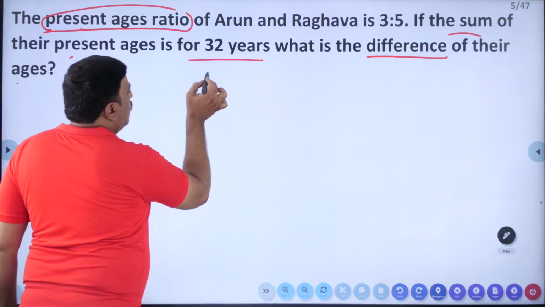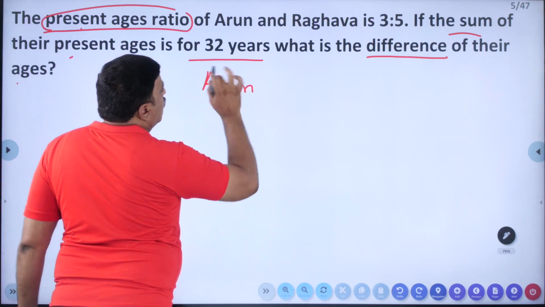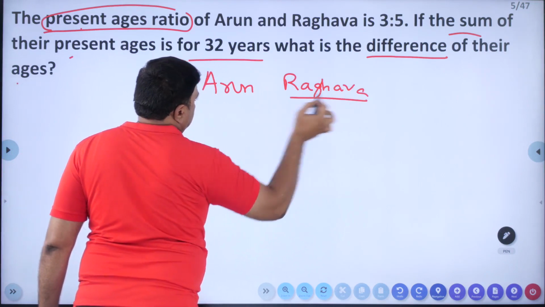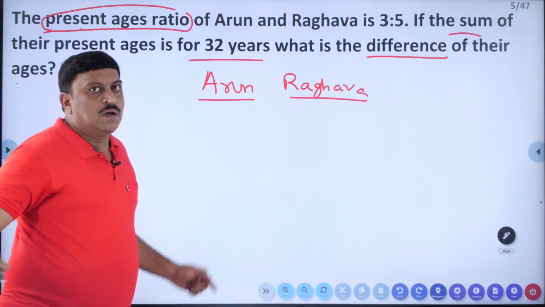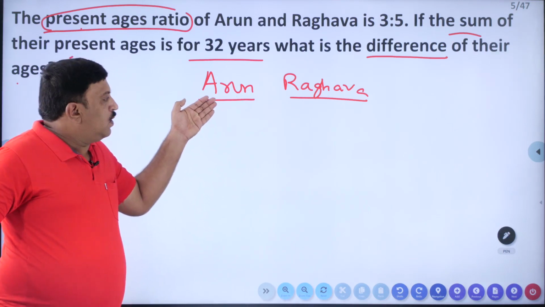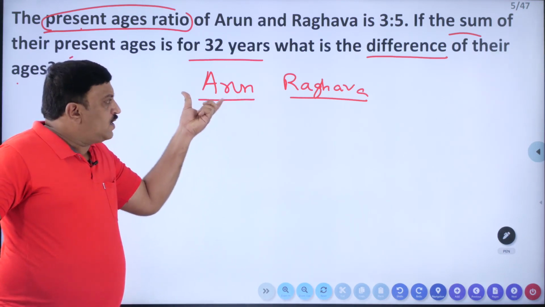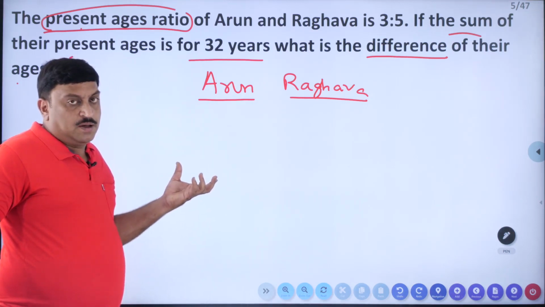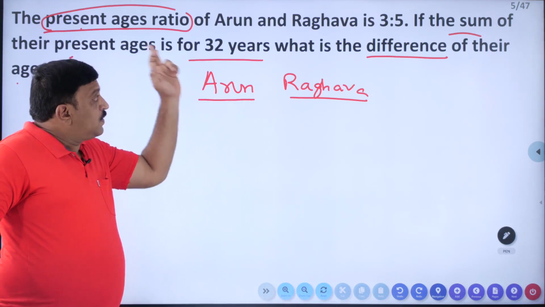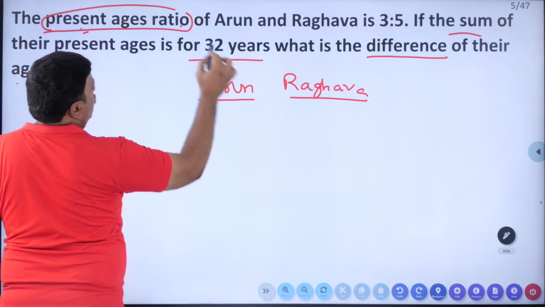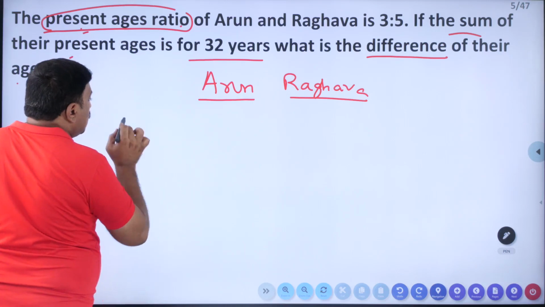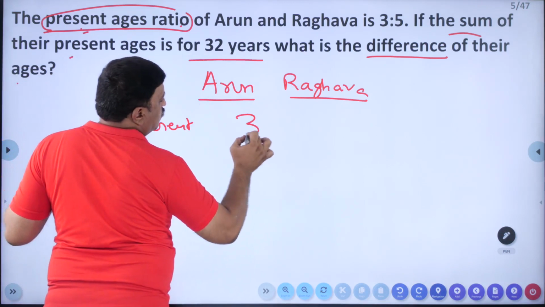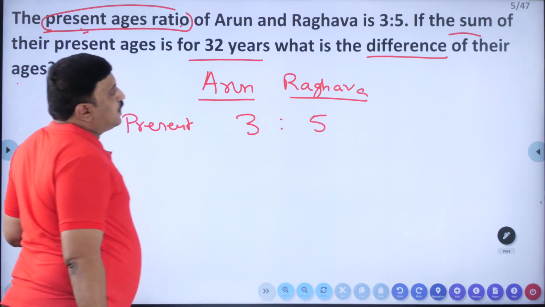Okay, but make it a habit of writing Arun and Raghava in a systematic way while you are learning. This is a learning process. While learning, write all the items, whatever is there, in your style, right? Because for Arun and Raghava, the present ages, they said present ages ratio. Which ratio? Present ratio. You write here present. What is the ratio? How much is it? 3:5. Okay. This is 3:5.